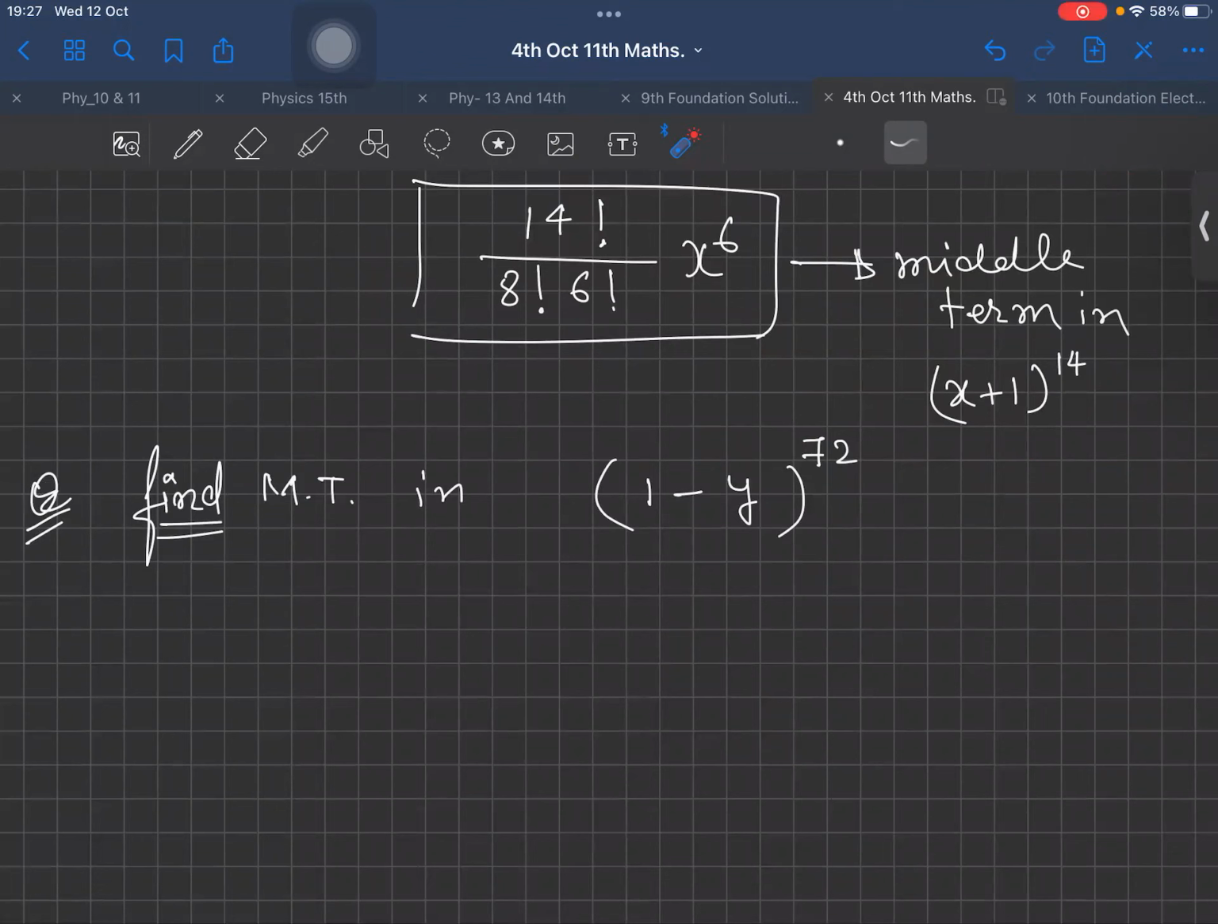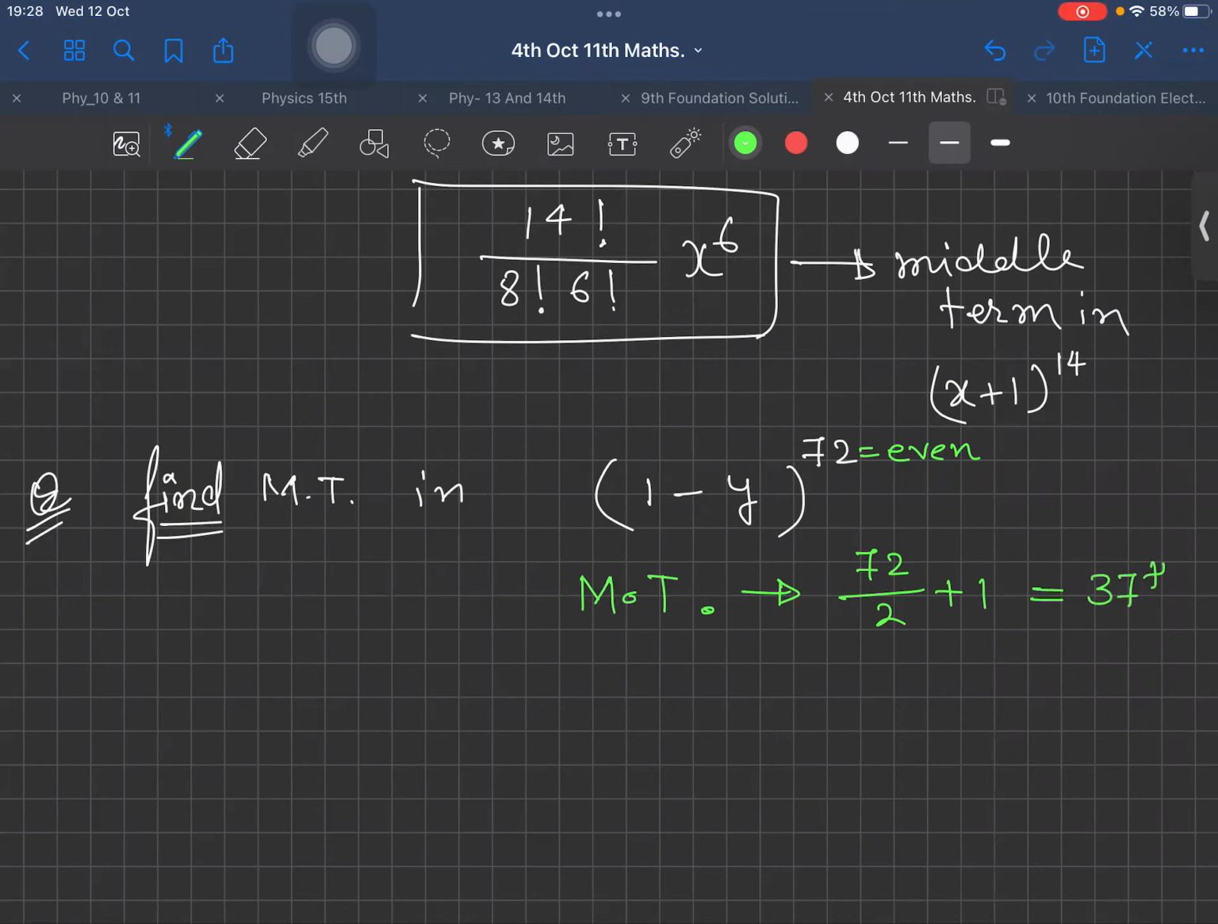So see, again here n is even. So which one will be the middle term? Jeffrey? Tell me which one will be the middle term here? Sir, the 37th term. 37th, okay. The 37th term will be the middle term because 72 divided by 2 plus 1, that is 36 plus 1, that is 37. You need to find the 37th term.